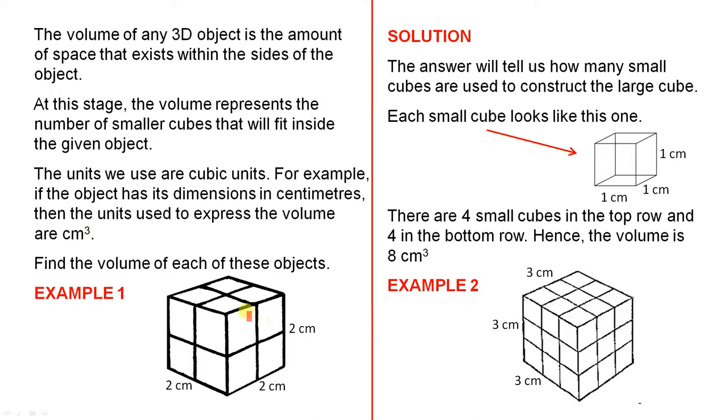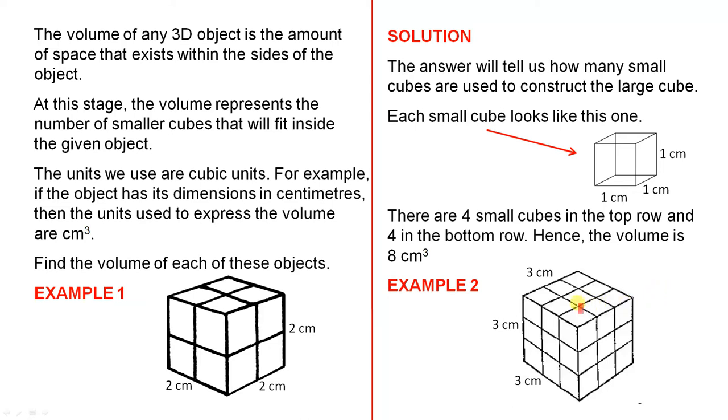Now for this cube here, there are 4 small cubes in the top row. 1, 2, 3, 4. We can see them all. And 4 in the bottom row. 1, 2, 3, and then there's 1 at the back. So you have 4 on the top and 4 on the bottom. Hence, the volume is 8 cubic centimetres.